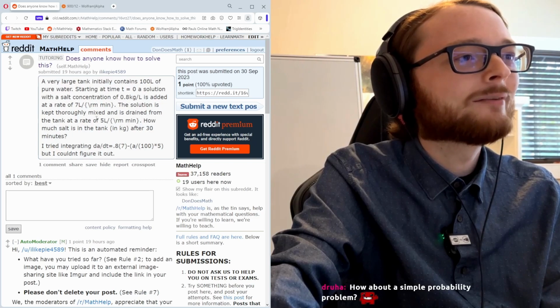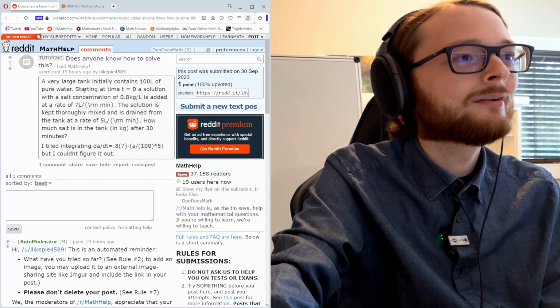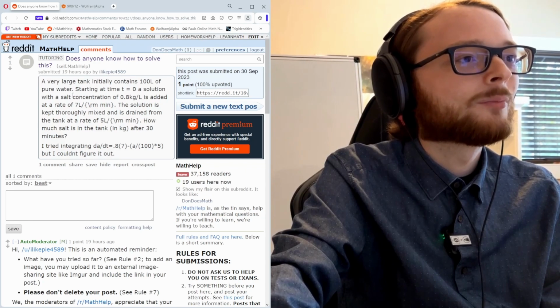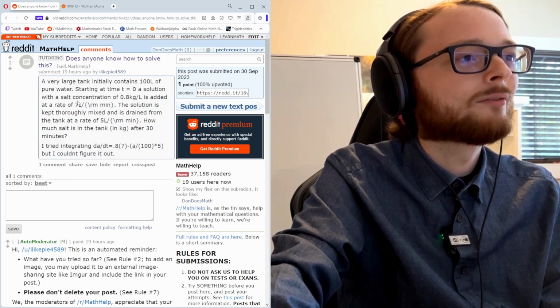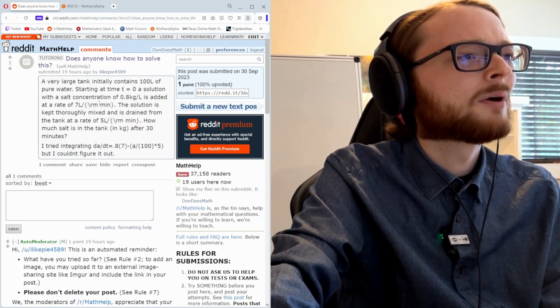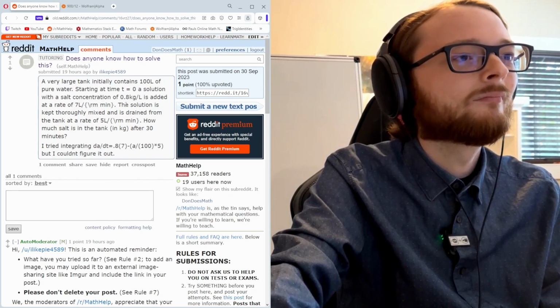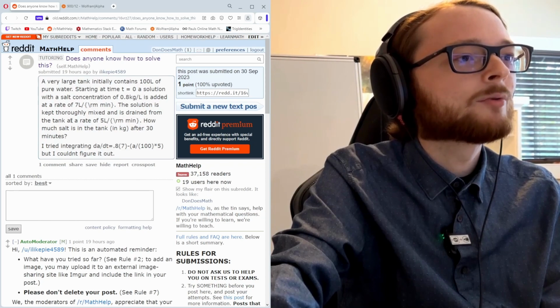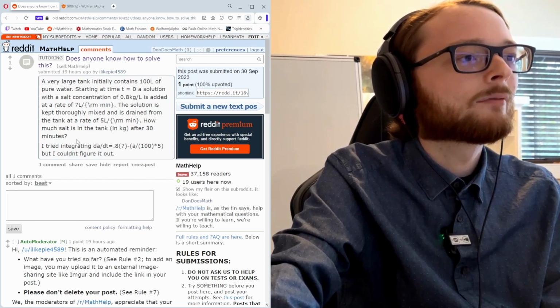Ooh, do we have a related rates here? 100 liters of pure water, M of T equals 0. Solution of salt concentration of 0.8 kg per liter is added at a rate of 7 liters per minute. Solution is kept thoroughly mixed and is drained from the tank at a rate of 5 liters. How much salt is in the tank in kilograms after 30 minutes?